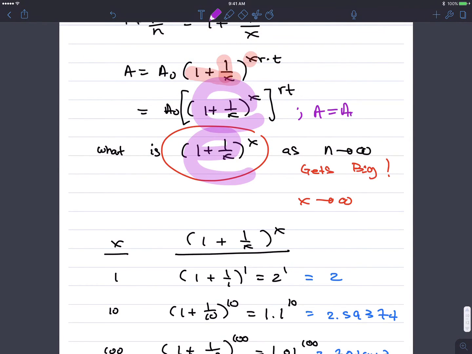So what you get now is a very special formula. A equals A naught e to the rt, and this is when you have continuous growth. The growth is, again, continuous, not every day, not every hour, but every minute, every second, even better. This is what we call the continuous growth model, and this is where the number e comes from. It's about 2.718. Okay, you guys okay with that?